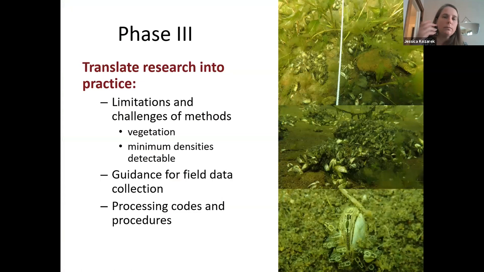The second goal of phase three is to help translate this research into practice. Again, these are methods that have not yet been developed that we're in the process of developing. And so in order to make this available to others who have access to multibeam sonars, we need to be able to translate this research into practice. So defining the limitations and challenges of the methods, vegetation and how to deal with it, whether that's doing surveys at key times of the year when vegetation is not present, or some other way of dealing with the vegetation, quantifying what types of densities are detectable and what isn't, and comparing the cost and effort of these survey methods to other existing survey methods such as scuba, et cetera. And pulling all of this information from all three phases together into guidance for field data collection and guidance for processing codes and procedures.